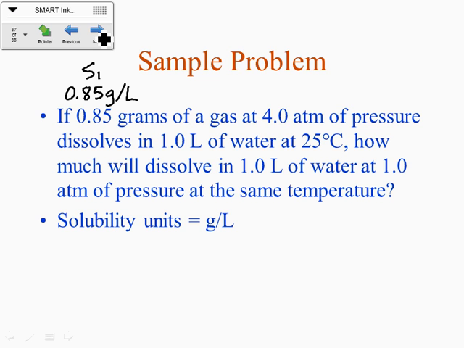Okay, what's the pressure that goes with that solubility? It's the 4.0 atmospheres, right? So that's P1. They're asking us about the second solubility, right? How much will dissolve in 1 liter of water? So that's our X, okay, or our S2 right here. And then 1 atmosphere of pressure is going to be our P2.